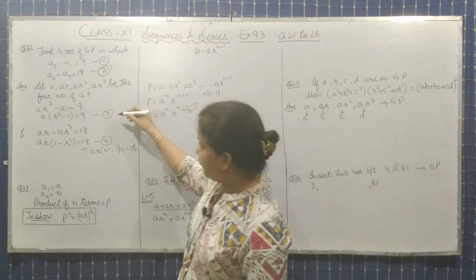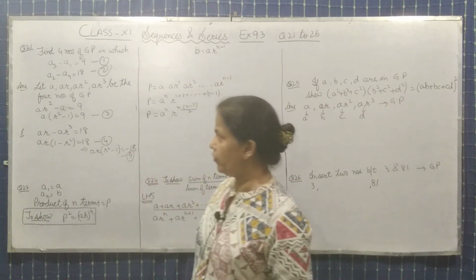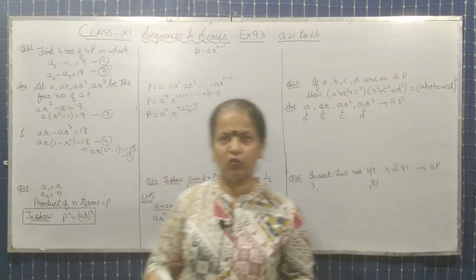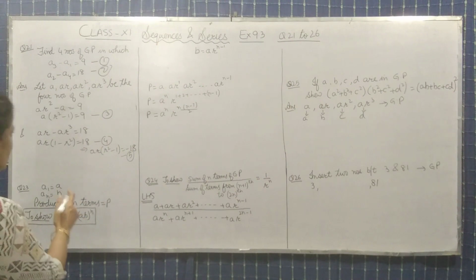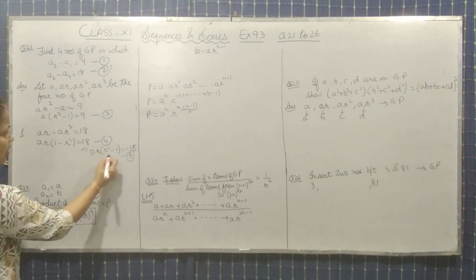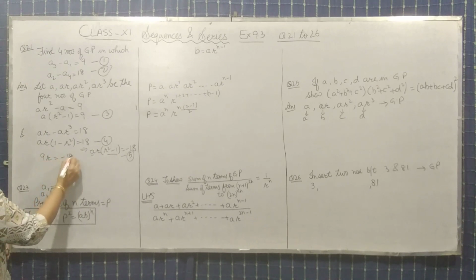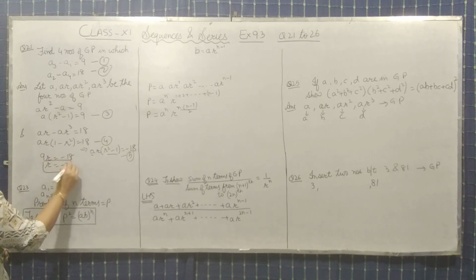Now from equation 3 and from equation 5 we will substitute the value of one in the other equation. So instead of A(R square minus 1) we will put 9 R equal minus 18. So you will get R as minus 2.